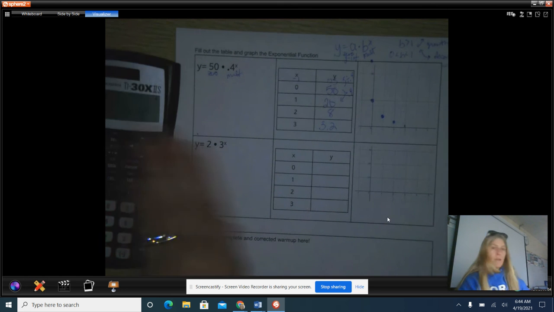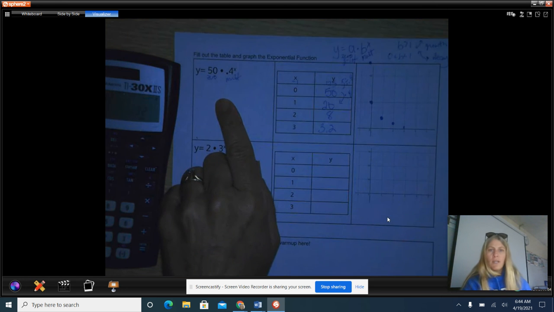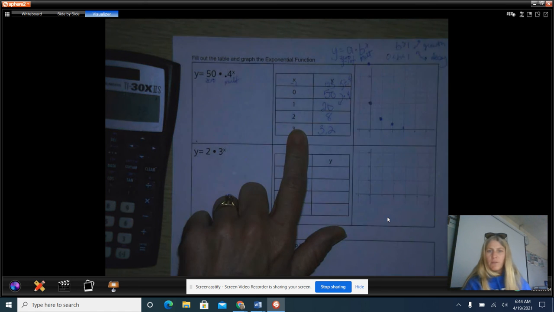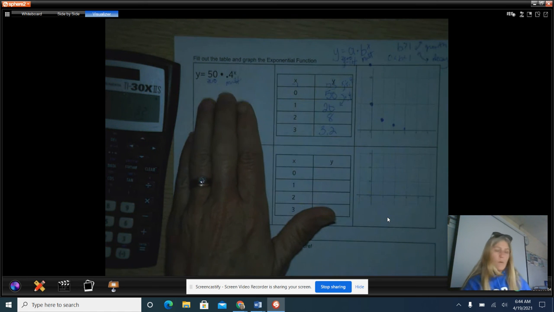Okay, now a lot of times you're going to be given the equation and you're going to have to create your own table. It's not going to be given there for you. So just remember, when you see an exponential equation, you're ready to graph it, go ahead and plot. So now we're going to make that smooth curve.